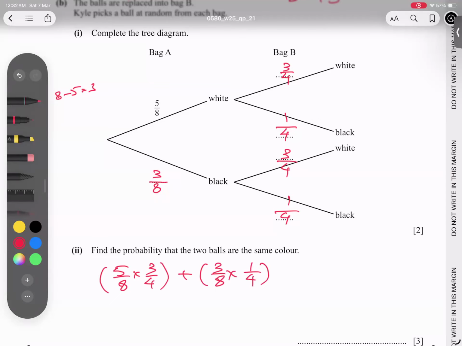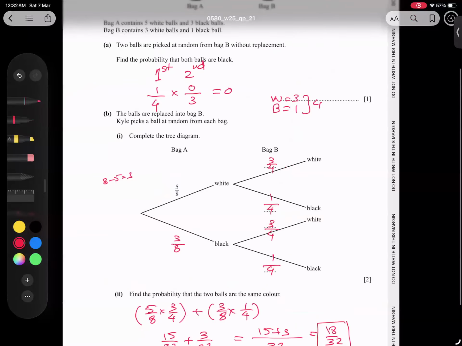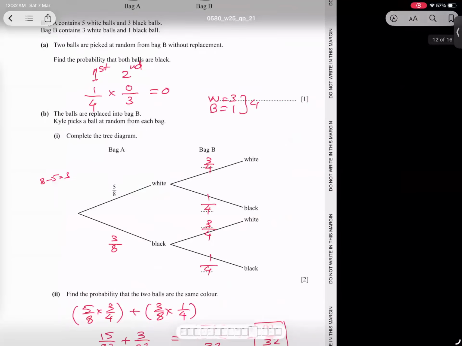And here 3 fives are 15, 8 fours are 32. 3 ones are 3, 8 fours are 32. The LCM is 32. If this matches, I can add the numbers on top. And if you check it carefully, it becomes 18 over 32. So I hope the point is very clear. And let's talk about the next page.